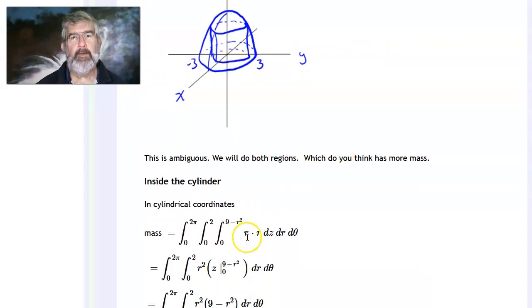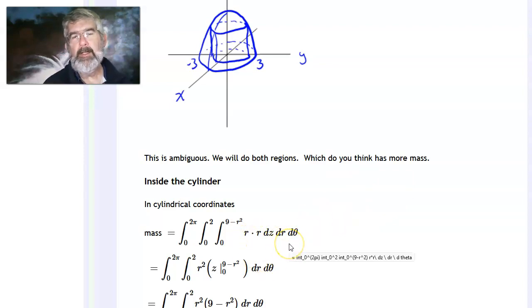So as I set up the integral now, the density function is just r, and dV, that little bit of volume that I'm going to multiply by here, well, that dV is r dz dr d theta, right? That was the cylindrical coordinate little bit of volume.